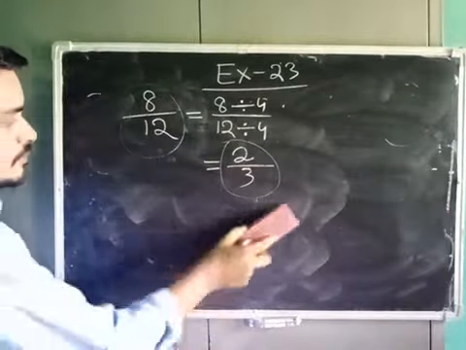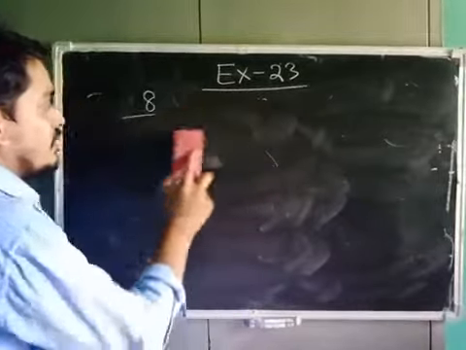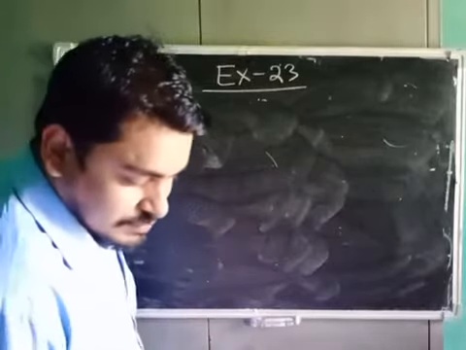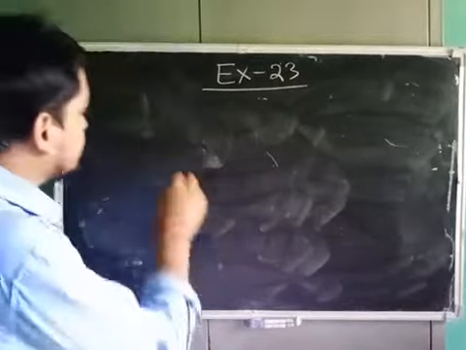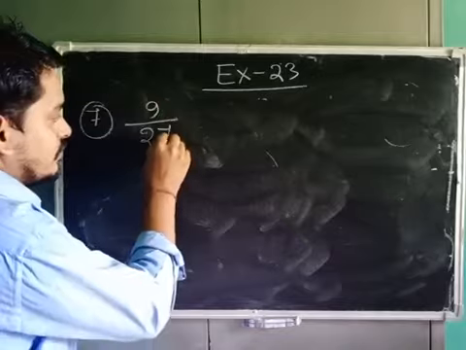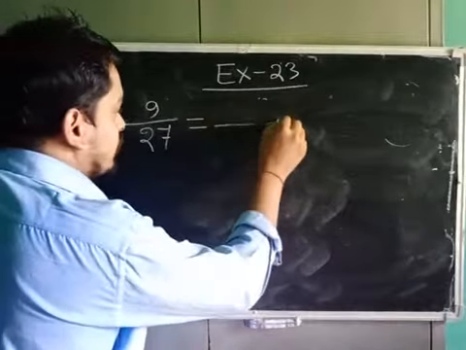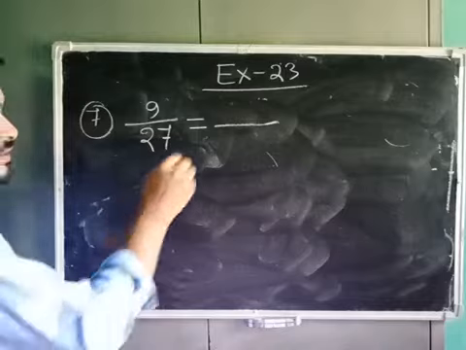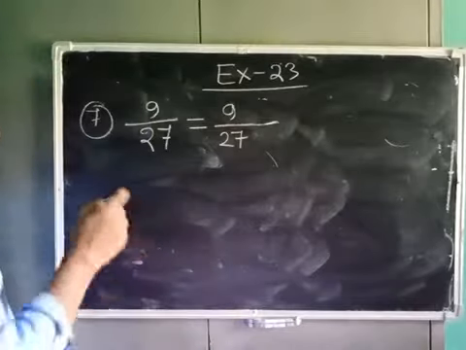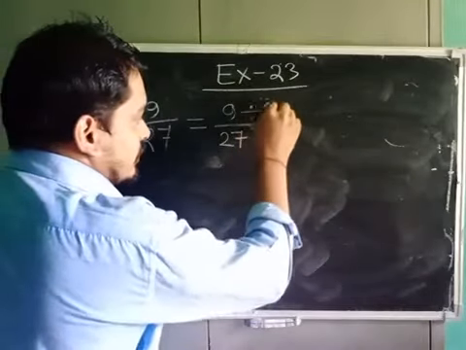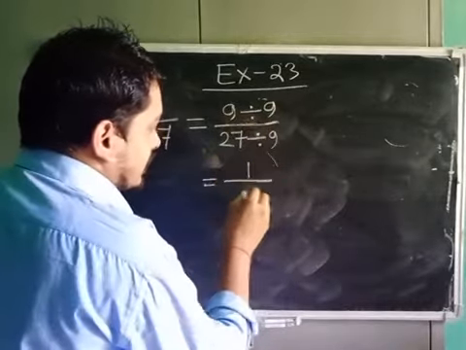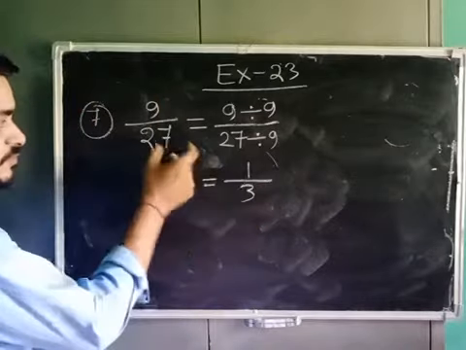So in this way you have to solve. This kind of question you had in standard 3 and you solved very nicely. So again we have to practice. One question we have here, number 7, 9 by 27. What we can do is divide both numbers by 9, because 9 1s are 9 and 9 3s are 27. So if we divide by 9, what will we get? 9 1s are 9, 9 3s are 27. So 1 by 3 is the simplest form of this one.